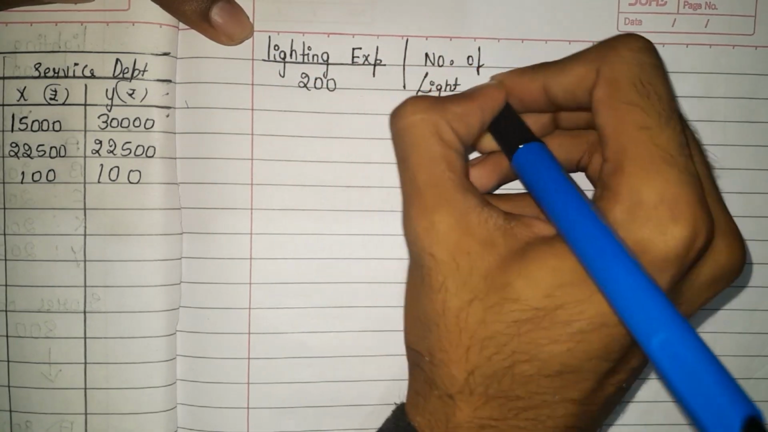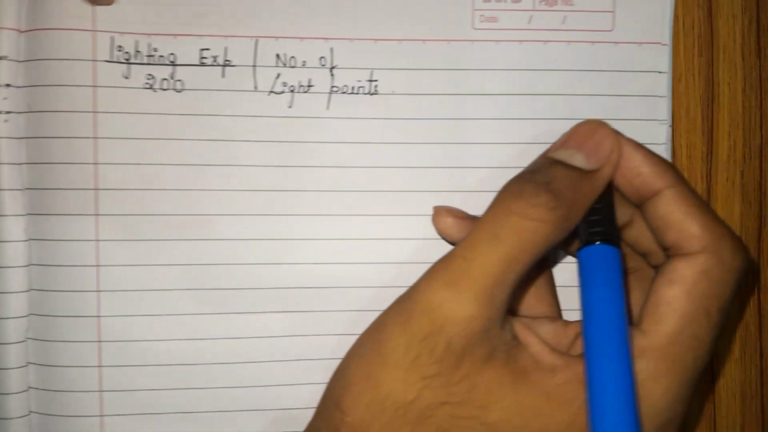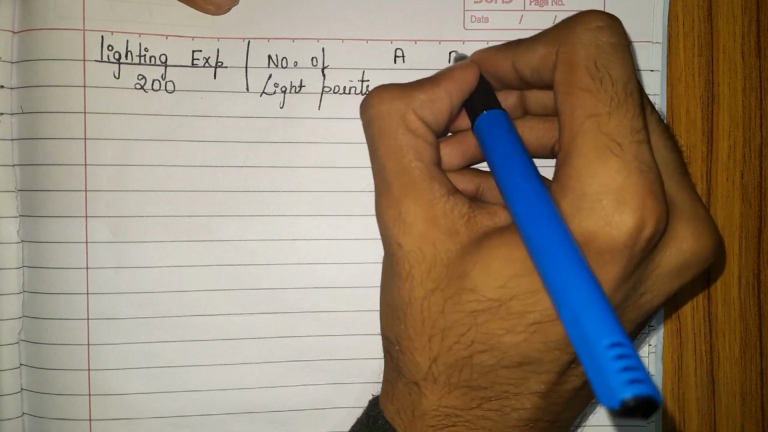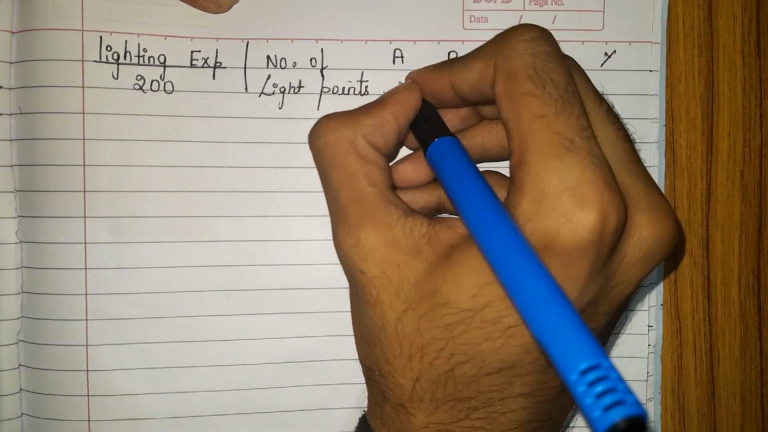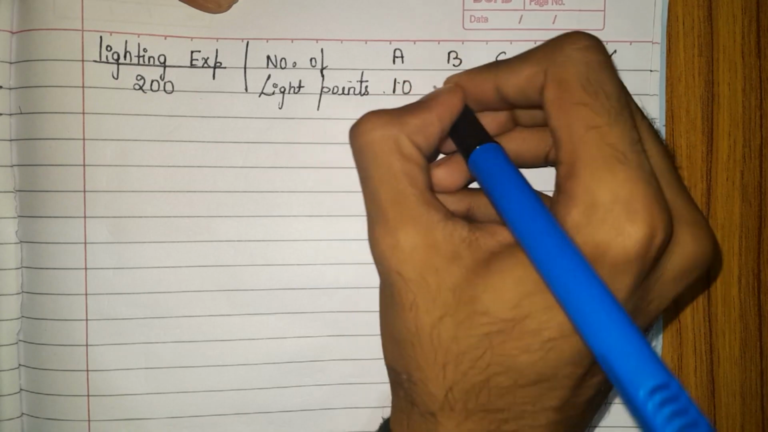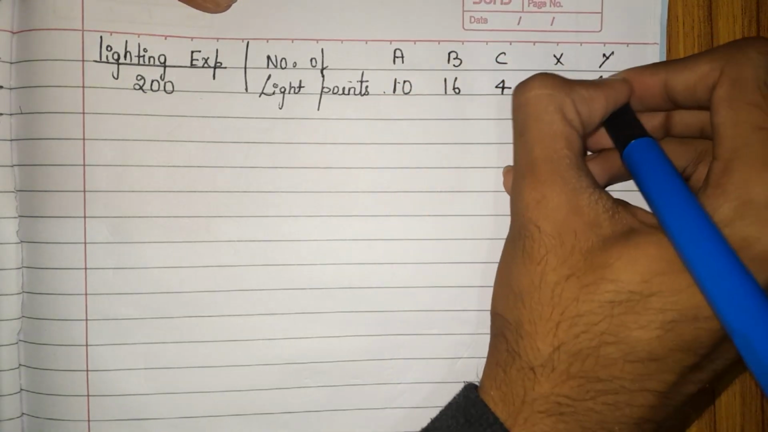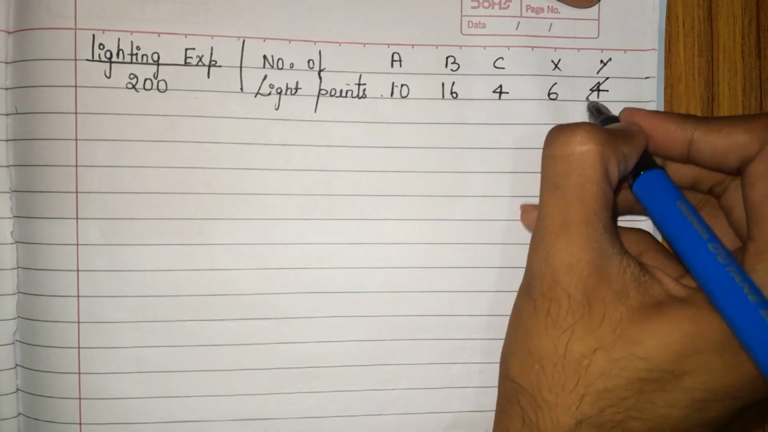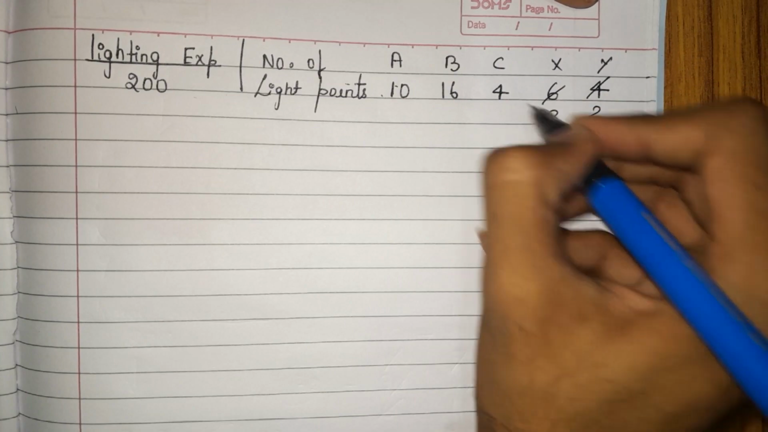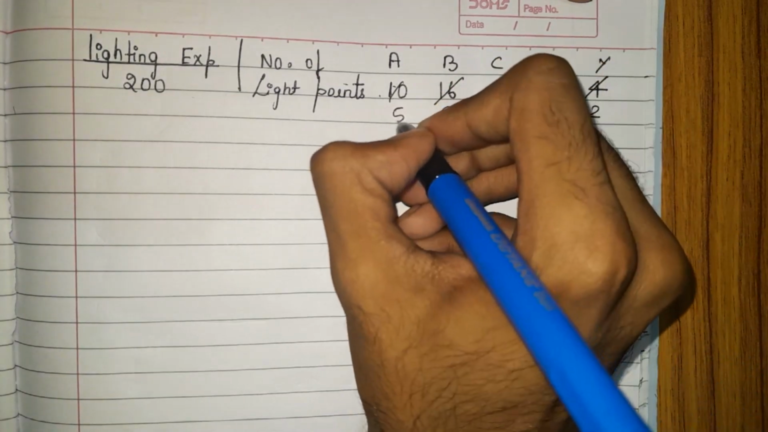Based on the light points in each department, we have to divide in that ratio. A department has a total of 10 light points, B department 16, C department 4, X department 6 and Y department 4. So I can divide everything by 2: 5, 8, 2, 3 and 2.